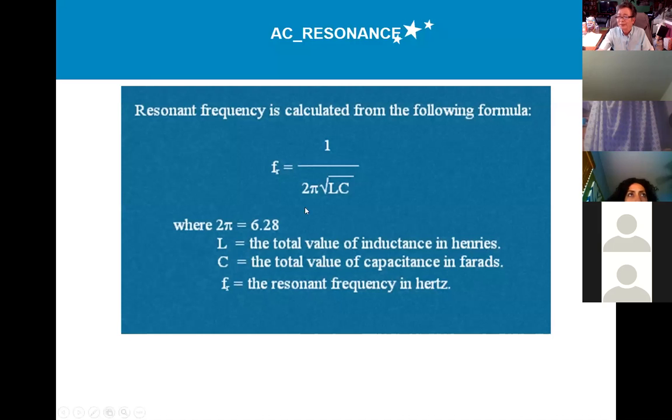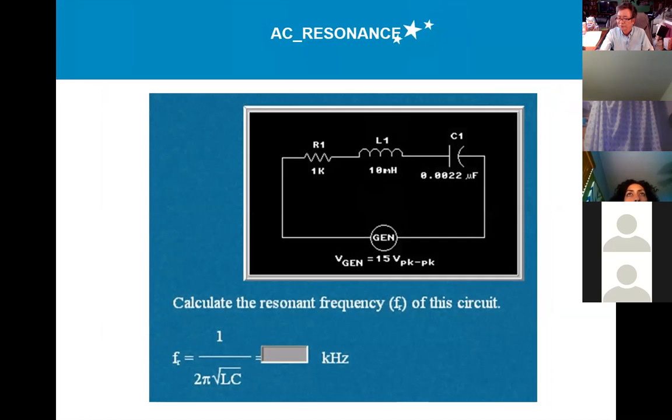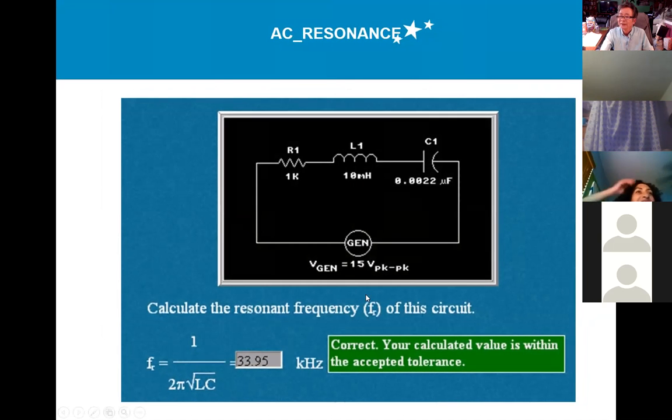And this is the formula again, okay? They're telling you L has to be in henry, C has to be in farad, and F must be in hertz. Calculate the resonant frequency of this circuit. I don't want you to calculate it. That gives you 33.95 kilohertz.